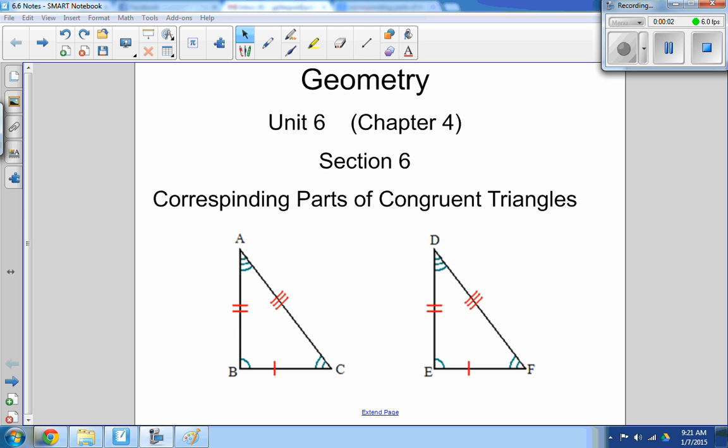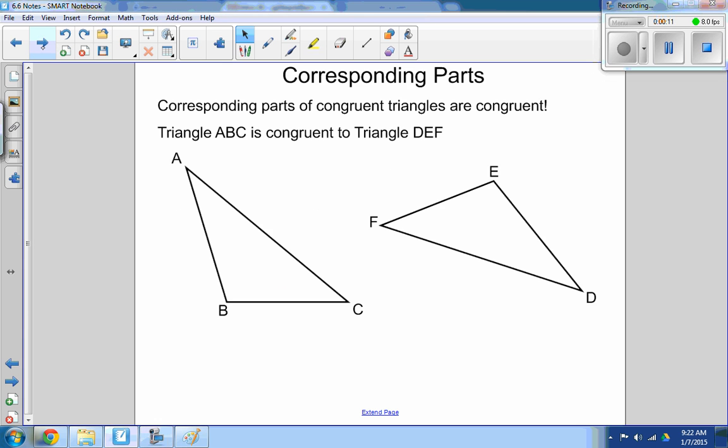Geometry, Unit 6, which is Chapter 4 from the book, Section 6. Corresponding parts of congruent triangles. Corresponding parts of congruent triangles are congruent. We can abbreviate that because we'll use it later as CPCTC. Corresponding parts of congruent triangles are congruent.